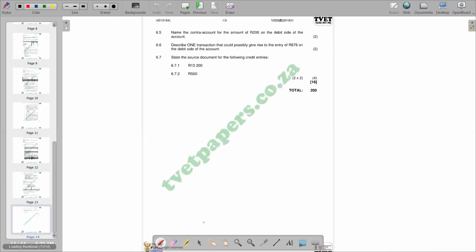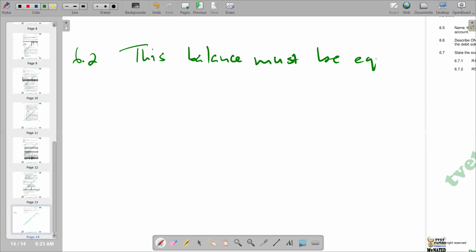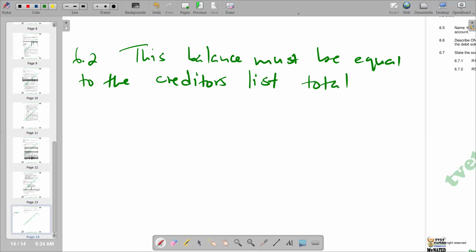We can present it in our answer section by saying, this is our 6.2: this balance must be equal to the creditors list. The creditors list is the list which shows the outstanding balance of each creditor as at the end of the period. So we must verify it by the creditors list total. That's how best we can verify the amount that we have there.